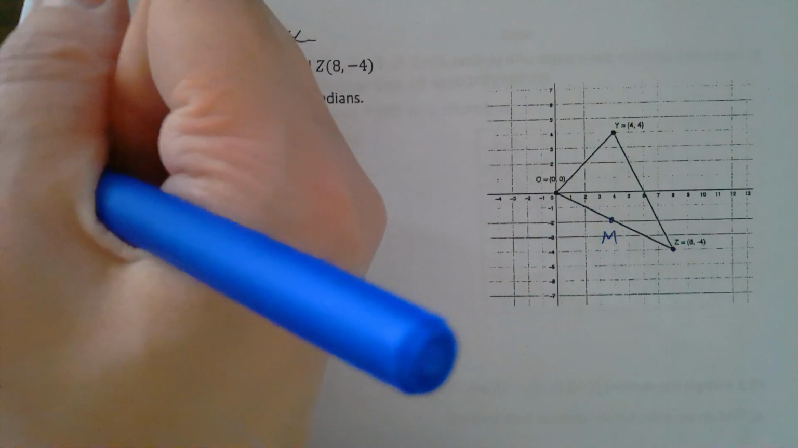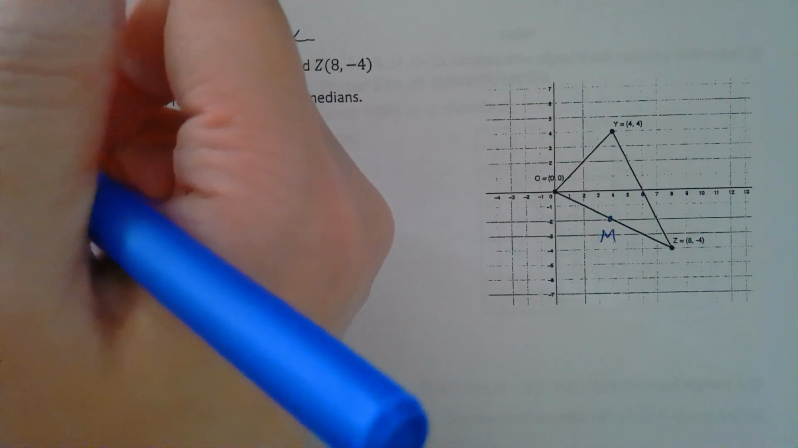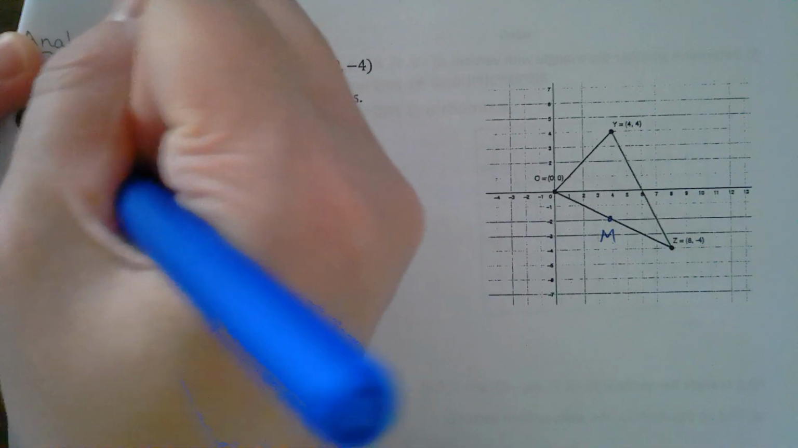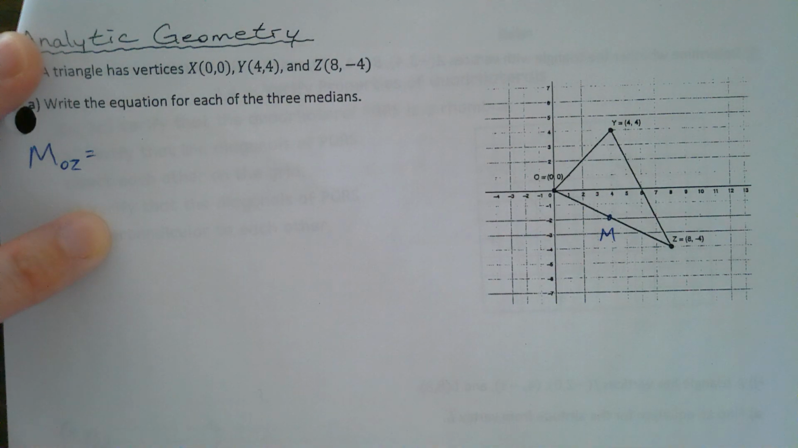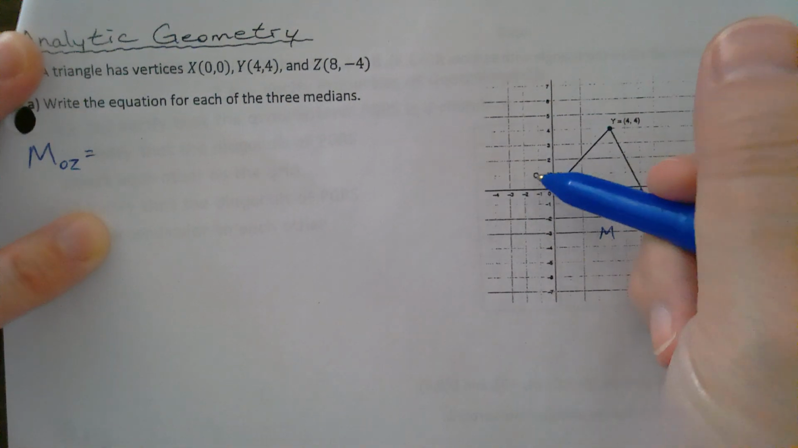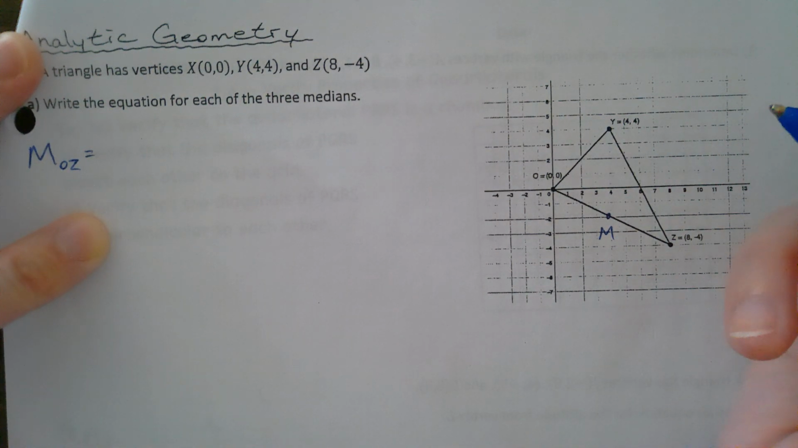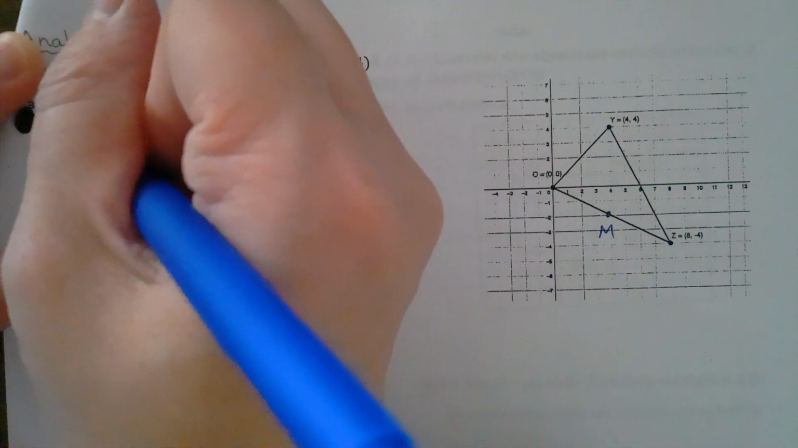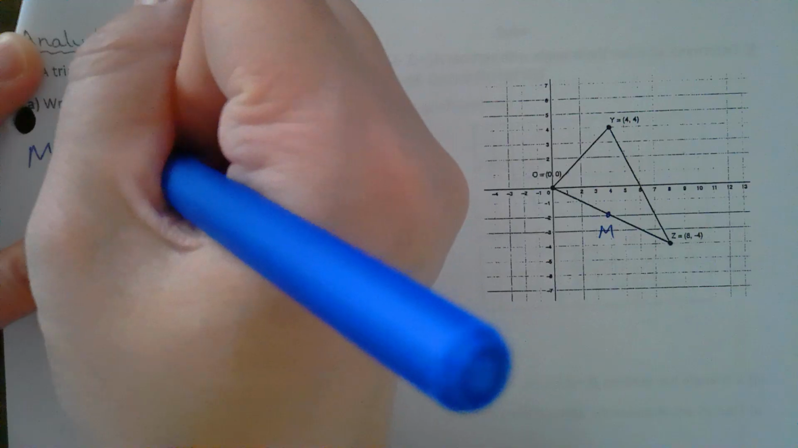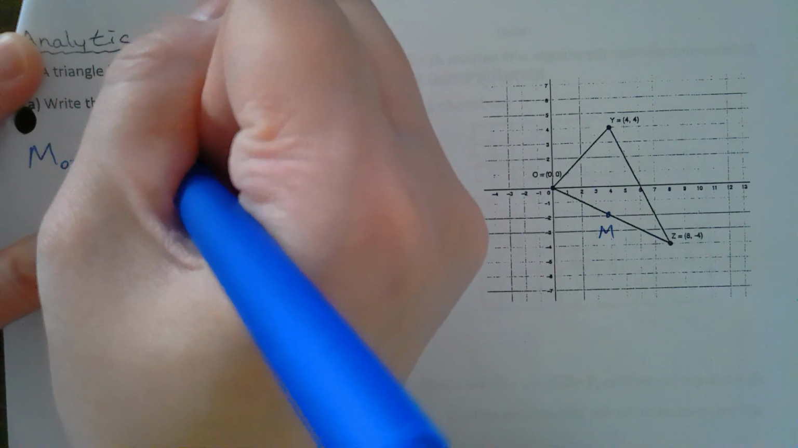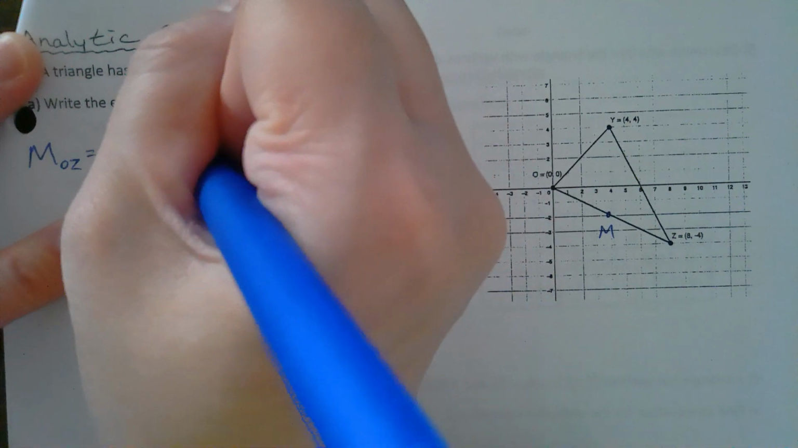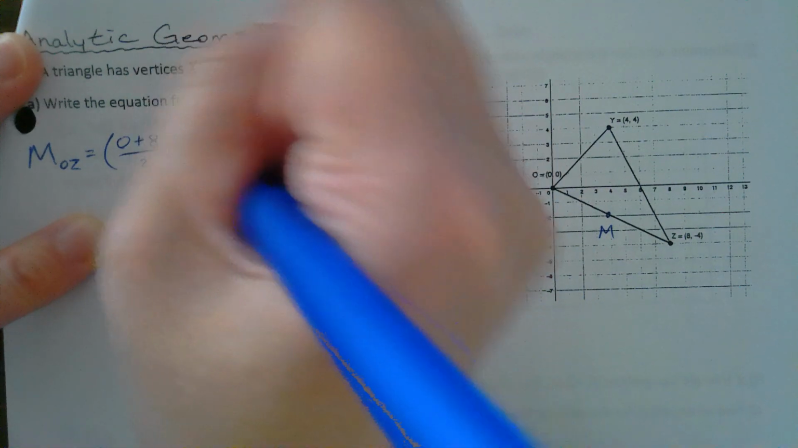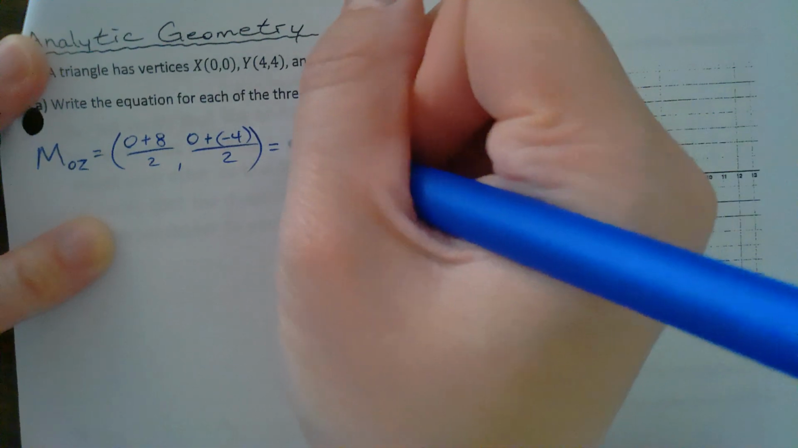So, midpoint between O and Z. X and Z, this should say X. Or origin, doesn't matter. Okay, so midpoint between them: x1 plus x2 divided by 2, y1 plus y2 divided by 2. Okay, so this is nothing new.